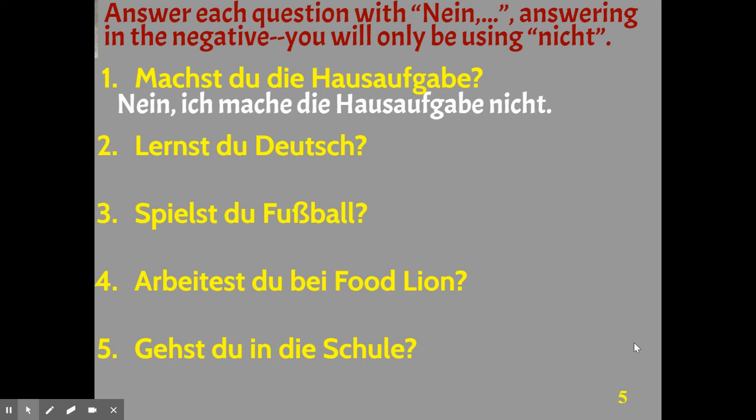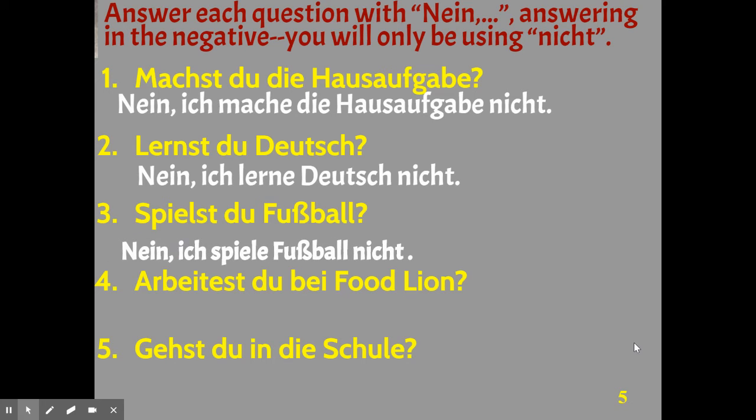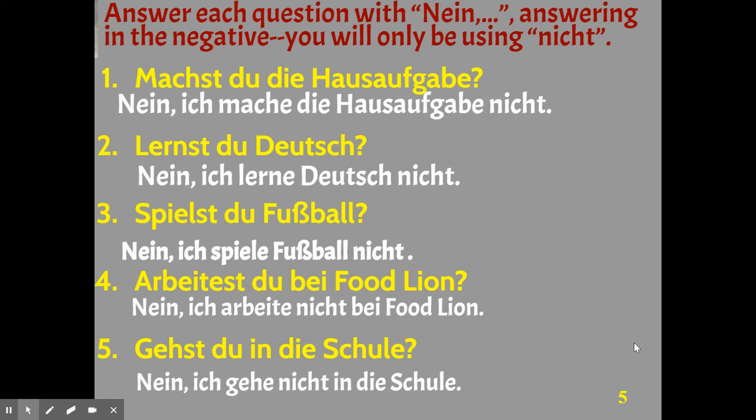Number 2, lernst du Deutsch? Do you learn German? Do you study German? Nein, ich lerne Deutsch nicht. Spielst du Fußball? Nein, ich spiele Fußball nicht. Arbeitest du bei Food Lion? Nein, ich arbeite nicht bei Food Lion. Gehst du in die Schule? Nein, ich gehe nicht in die Schule.